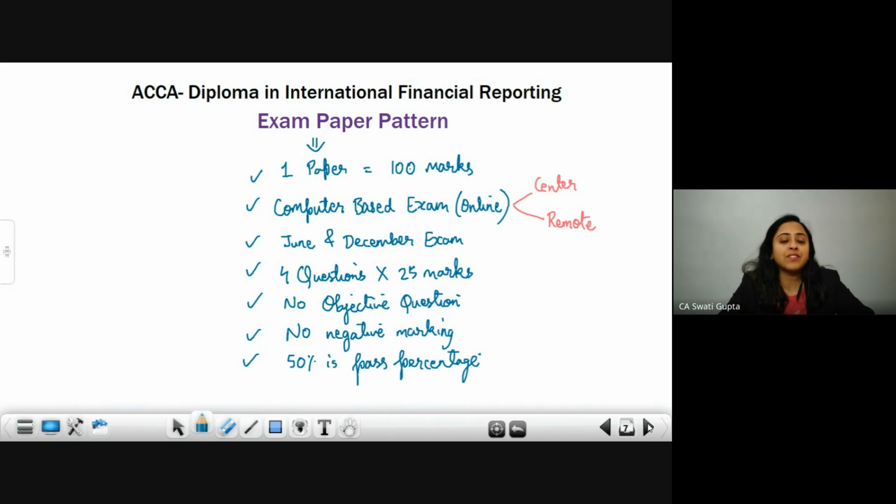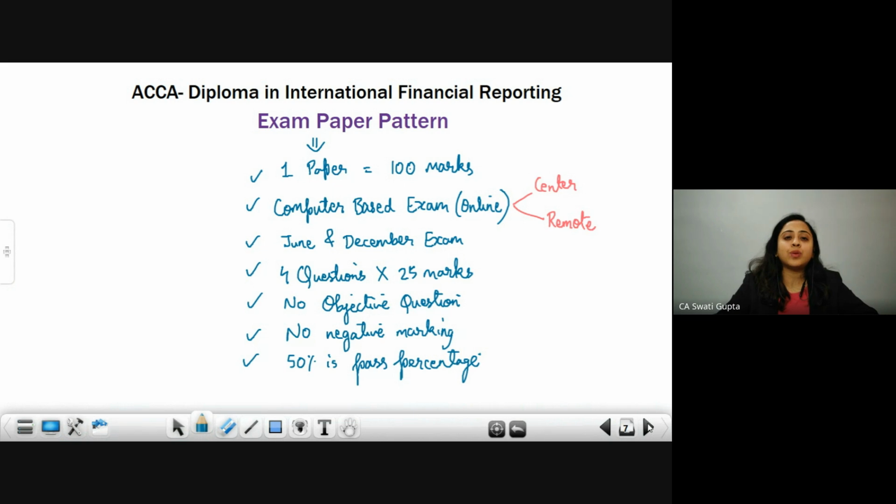Also, the diploma in IFRS does not talk about Ind AS. It does not refer to Ind AS. But in this course, we will simultaneously take the reference of Ind AS. If there are any differences, I'll let you know simultaneously. So I would say we are covering more than the diploma in IFRS.